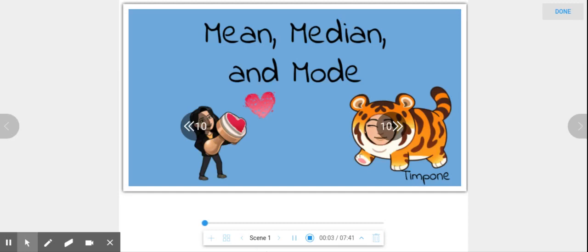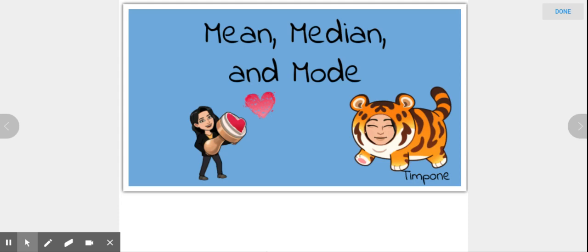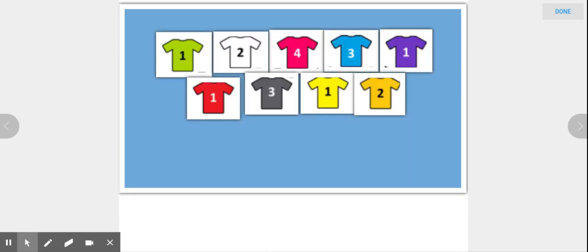Okay, so let's learn about mean, median, and mode. So this is our set of data. Data is a set of numbers that represent something. In this case, it's the color of t-shirts. So we're going to go ahead and put our numbers in order.